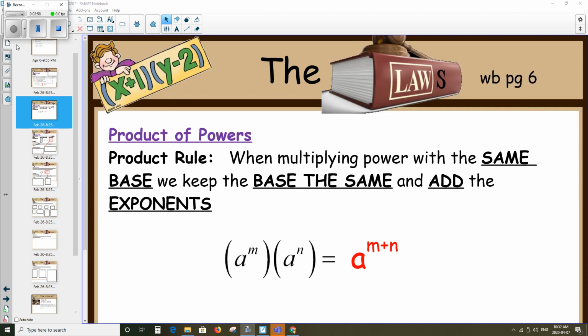Okay, so to summarize the product of powers rule, when you're multiplying powers with the same base, we keep the base the same and we add the exponents. Okay, so generally, if the bases are the same, so you have an a and an a, and we are multiplying those together, what you're going to do is add the exponents. So rewrite the base, a, and then add the exponents, m plus n.